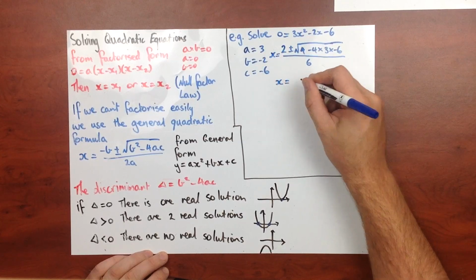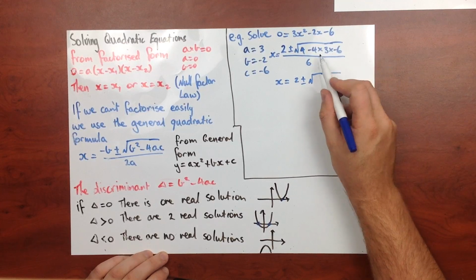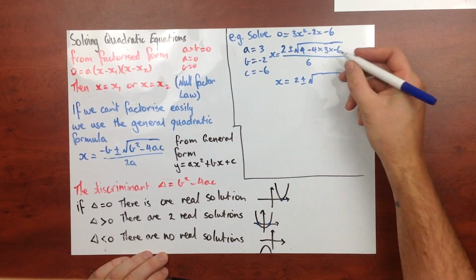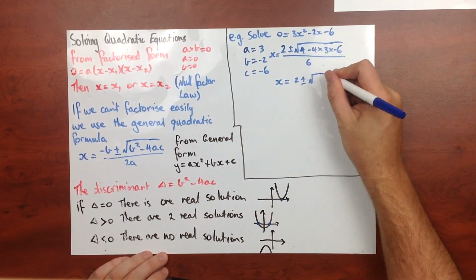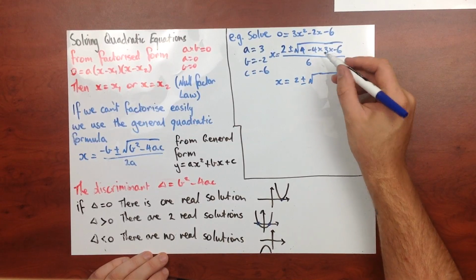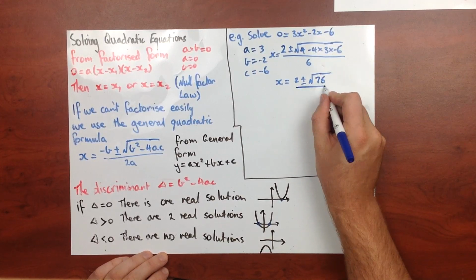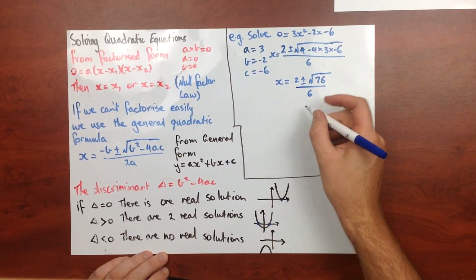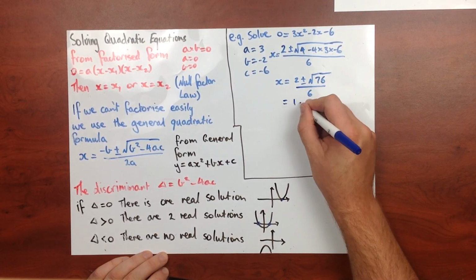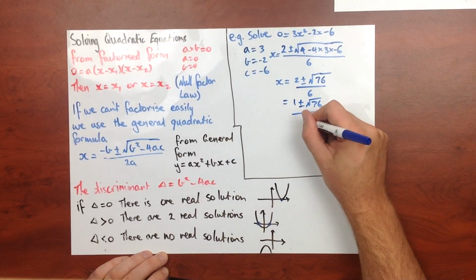So we can then say x equals 2 plus or minus the square root. We've got 4 times 3 is 12, times 6, it's going to be 72. Plus our 4 can give us 76, over 6. Which we can then say is 1 plus or minus the square root of 76 on 6.